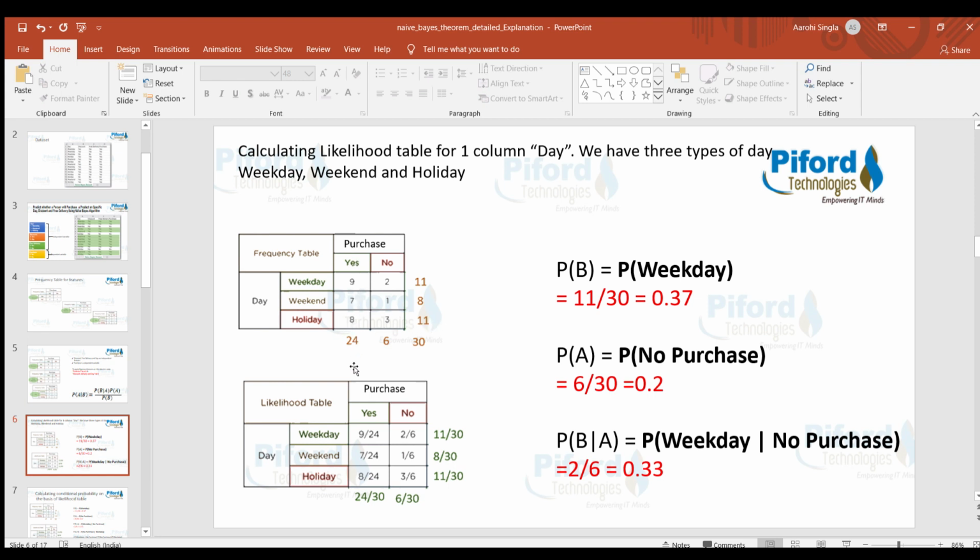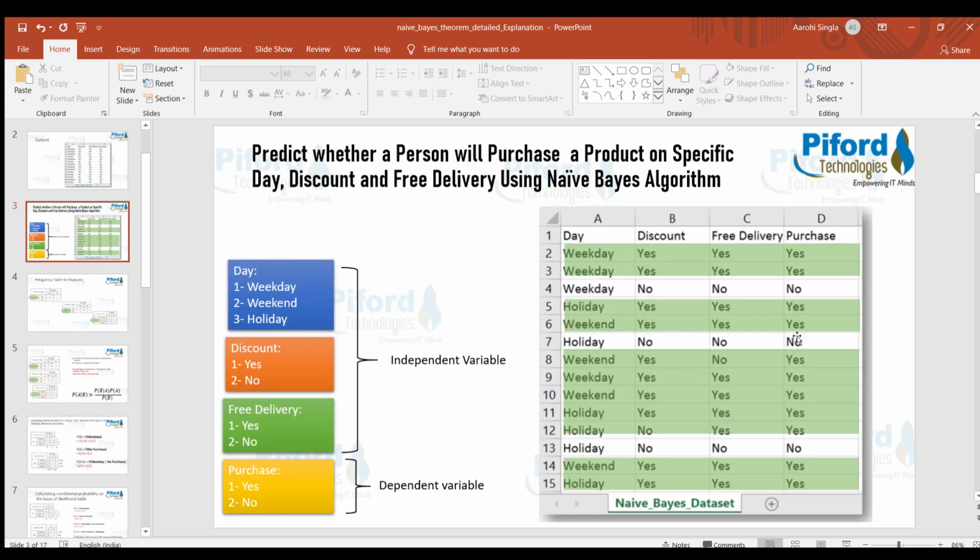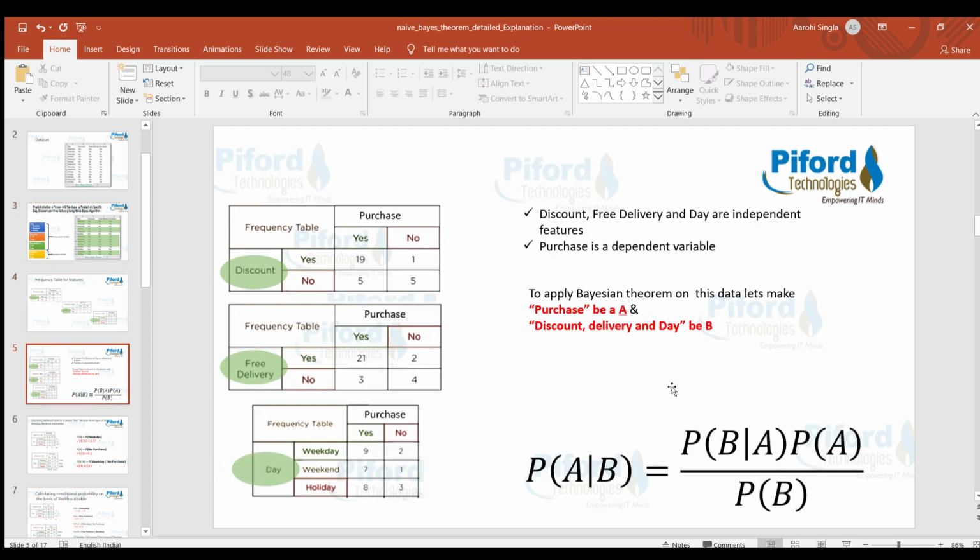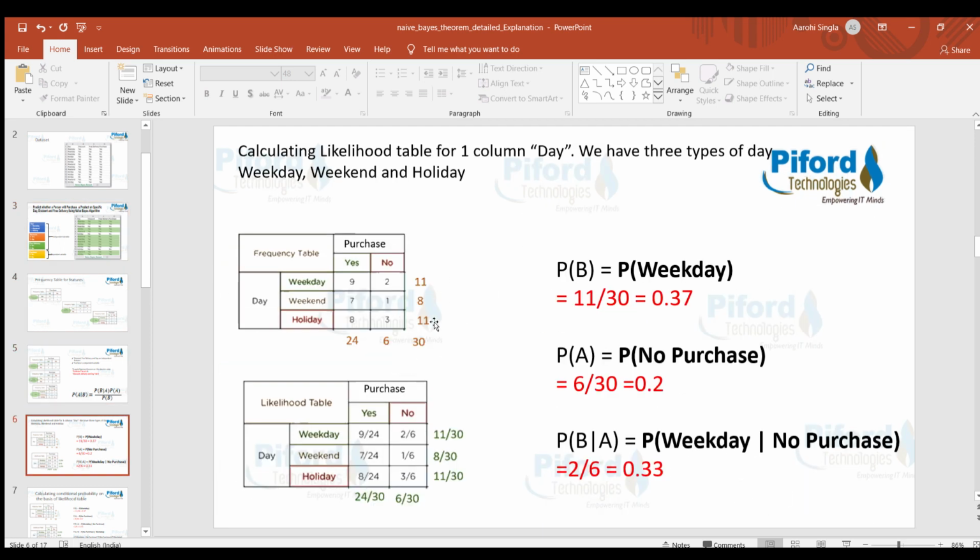In the same way, let's see how many total purchases were there. How many people actually did a purchase? You'll add these values and you'll get 24. 24 people made a purchase. And how many people didn't purchase? 6. So in this data set, total 30 records were there. Here I have shown you a screenshot just to give you an idea what kind of data it is, and all the calculation which I've made in this example is based on 30 records.